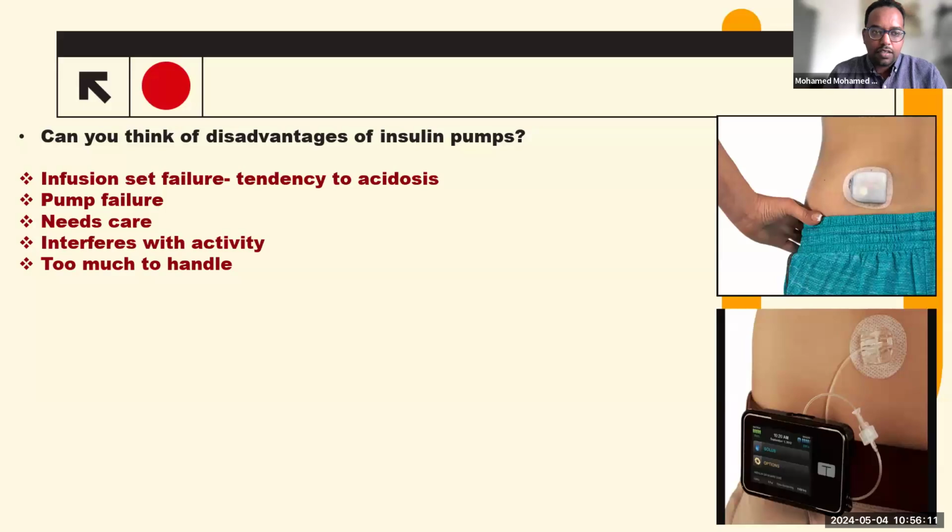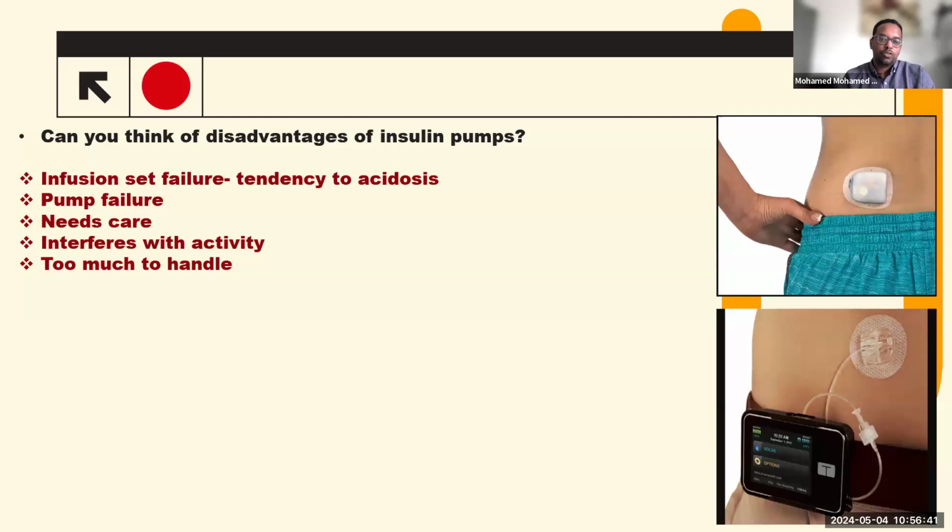So as you've correctly said, infusion set failure. If the pump fails, bear in mind you only have the short-acting insulin, the bolus insulin. So if the pump fails, you have a tendency to have acidosis very quickly if you had a meal, if you're sick, or for any reason, because you don't have this nice long-acting insulin cover. So pump failure usually alarms, but not all the time. Sometimes it doesn't. It needs care.